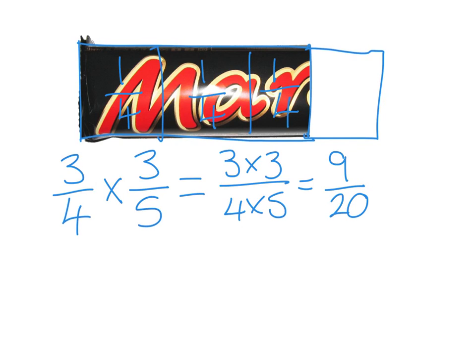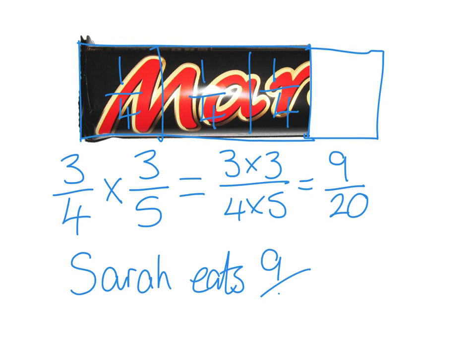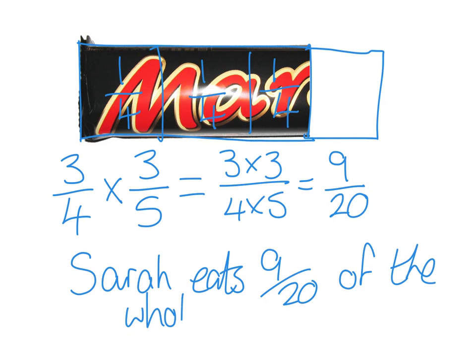Now that can't be cancelled down, so I can say that Sarah eats 9/20 of the whole bar, which means that there were 11/20 that she didn't eat. Okay?